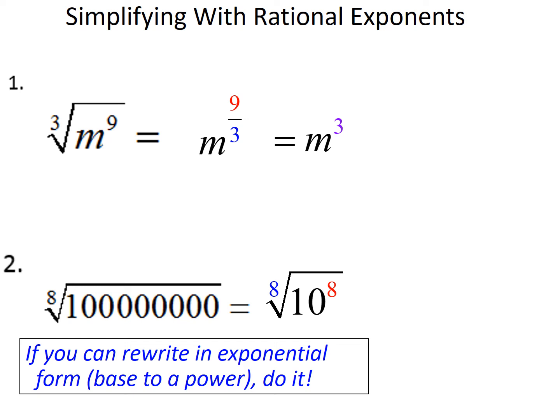And then it's the 8th root. So we simplified it as a radical, and now we're going to write it as a rational. This is 10 raised to the 8 over 8 power, which is 10. Anytime you can rewrite in exponential form, do it.